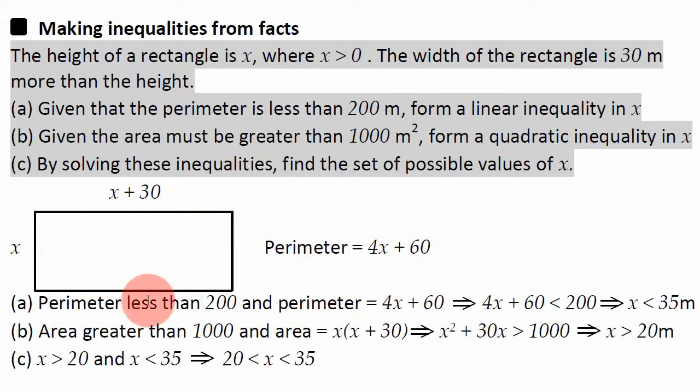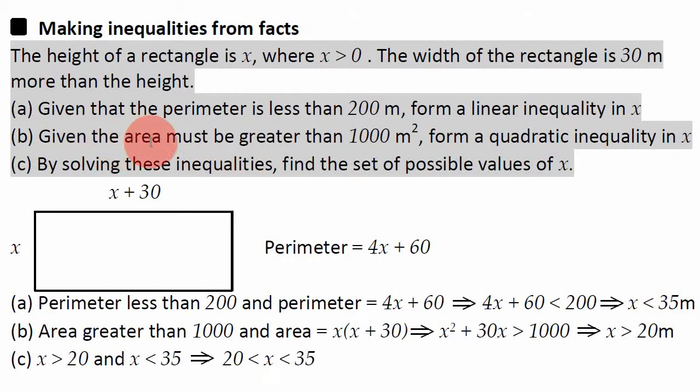So given the perimeter is less than 200 and the perimeter is 4x plus 60, that basically means 4x plus 60 is therefore less than 200. And solving that very simple inequality gives you x is less than 35 meters. Let's go to part B.